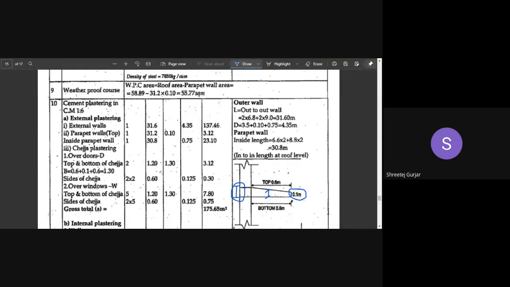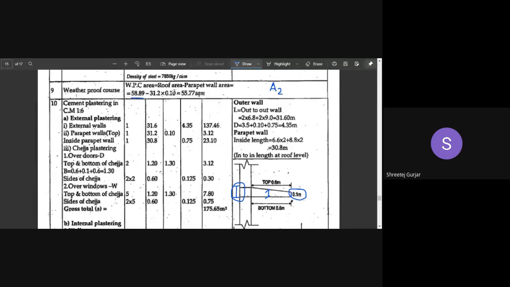So we had calculated the total roof area, that was 58.89, which was A2, right? So from this area, what we need to reduce is our parapet wall area. There is no need to provide this weatherproof course in your parapet wall area, so we need to reduce it.